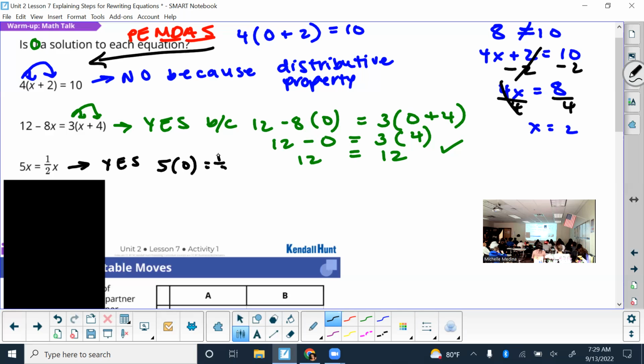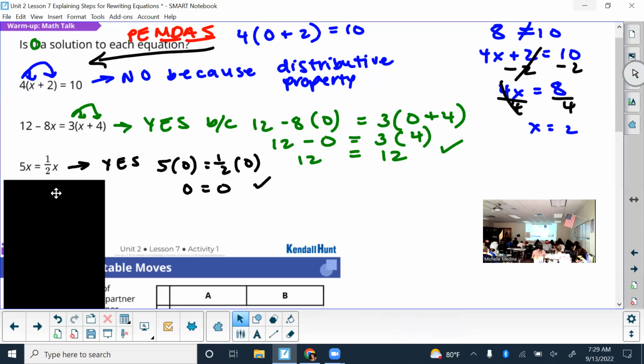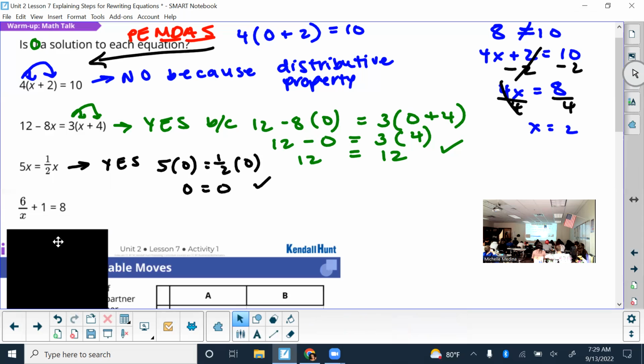times 0 equals 0, and 1/2 times 0. Good. So maybe the fraction threw some of you off, that anything times 0 is 0. So that one is true, 0 does equal 0, so yeah, 0 is a solution to that equation.